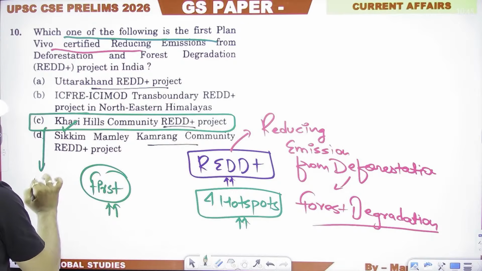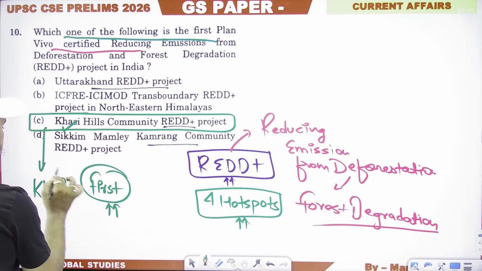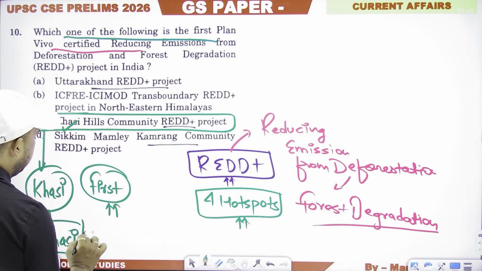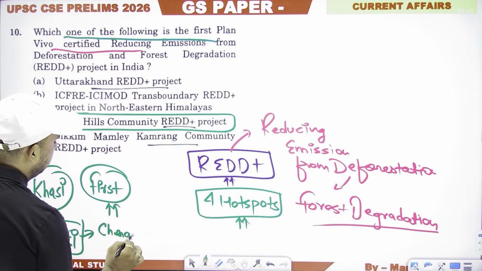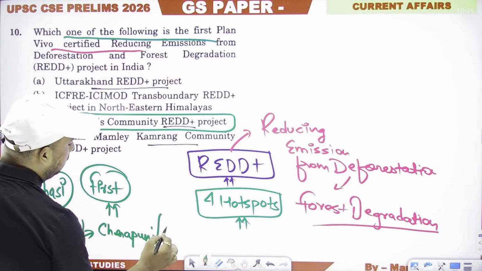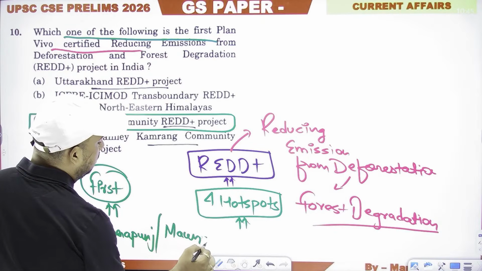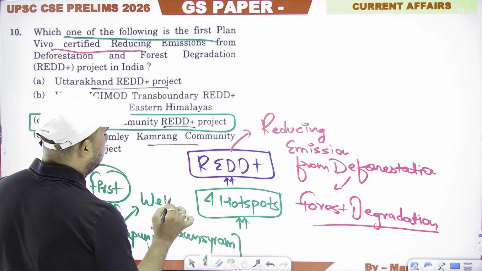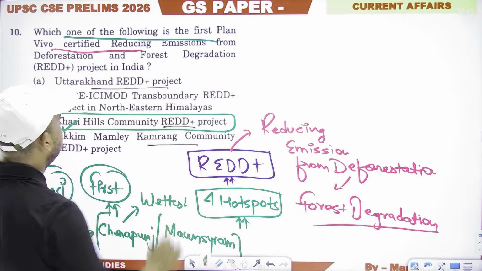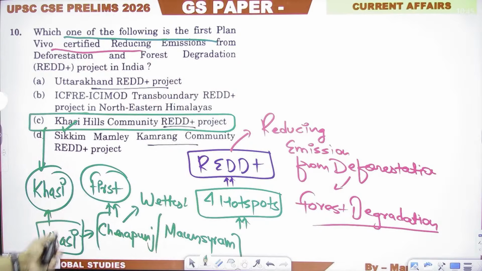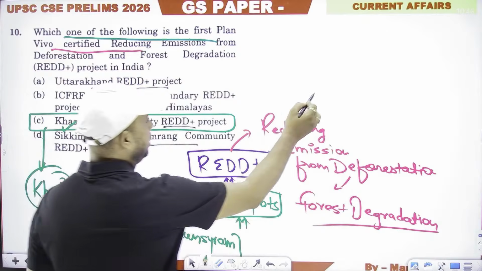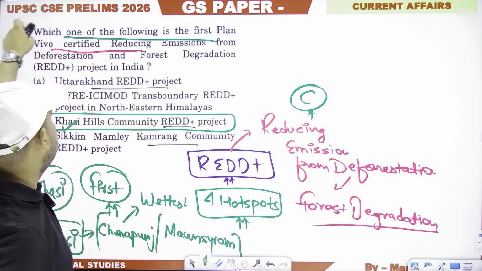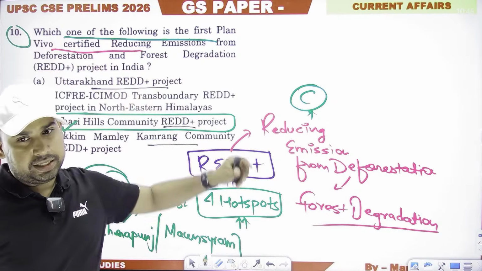So this Khasi project is very important as Khasi is a tribe found here. Secondly, Cherrapunji and Mawsynram, which are the wettest places in the world, are also found here. And it is the first Plan Vivo certified REDD project in India. So that means C option is the correct answer. So when we go on the 10th question of the C set, C is the right answer.